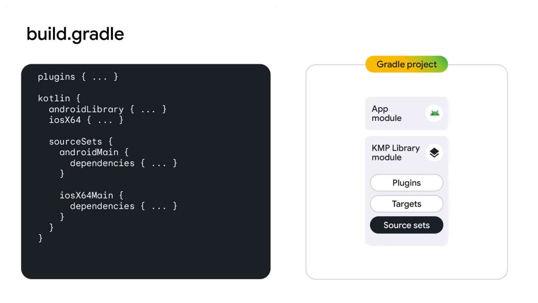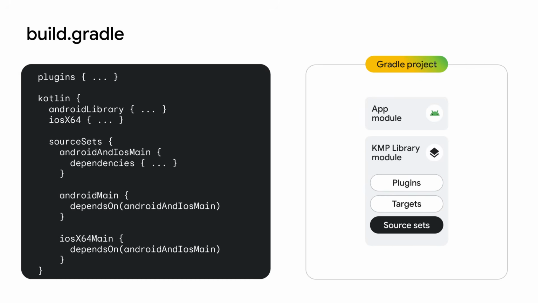Back to our example, but with the default target specific source sets configured. We can add dependencies for each source set in their corresponding blocks. In order to share sources between these targets, we can create a new custom source set, let's call it Android and iOS, marking both targets dependent on this new one. If the dependencies are also commonized, we can also move them into this new shared source set as well.